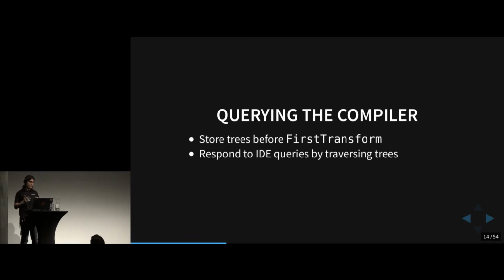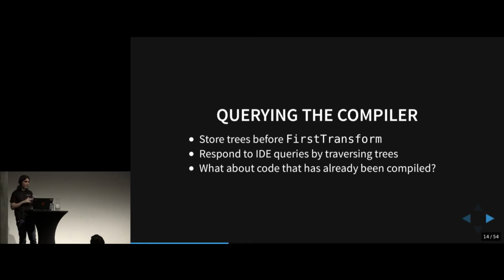But then that raises a question: what do you do about code that has already been compiled? By this, I mean, when you're in your IDE, usually you have a few files which are open, and then everything else is not open, is pre-compiled, and is the rest of your project that you're not working on currently. But you still want to be able to go to definition or find references in files that are not open in your IDE.